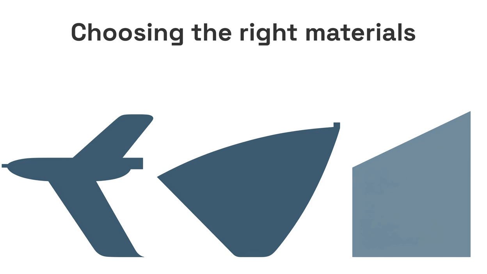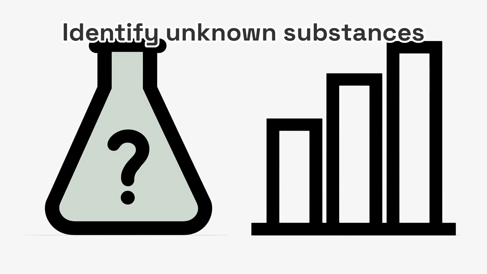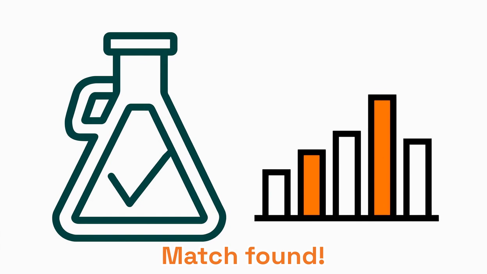Scientists and engineers use density to choose the right materials for jobs. A lightweight but strong material might need low density and high strength. Density can even help identify an unknown substance in a lab. If it matches a known density value, you've found your material.